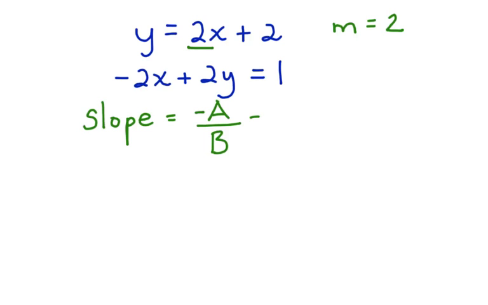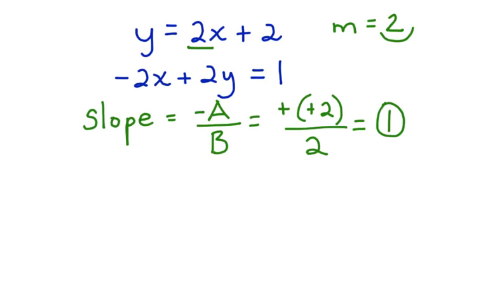Now let's substitute the given values for a and b. We have a negative, negative 2, double negative is a positive, over 2. When we simplify that, we see that this has a slope of 1. The second equation has a slope of 1. The first equation has a slope of 2. These two lines are not parallel.